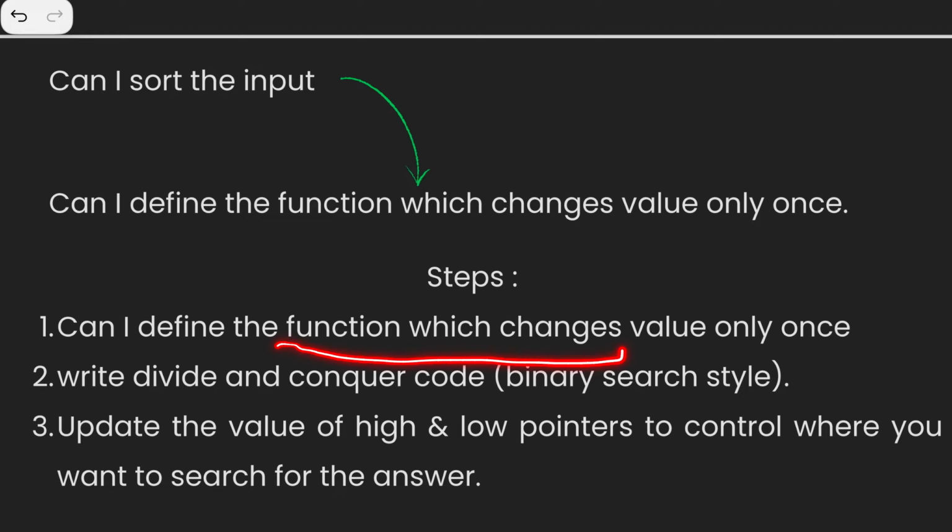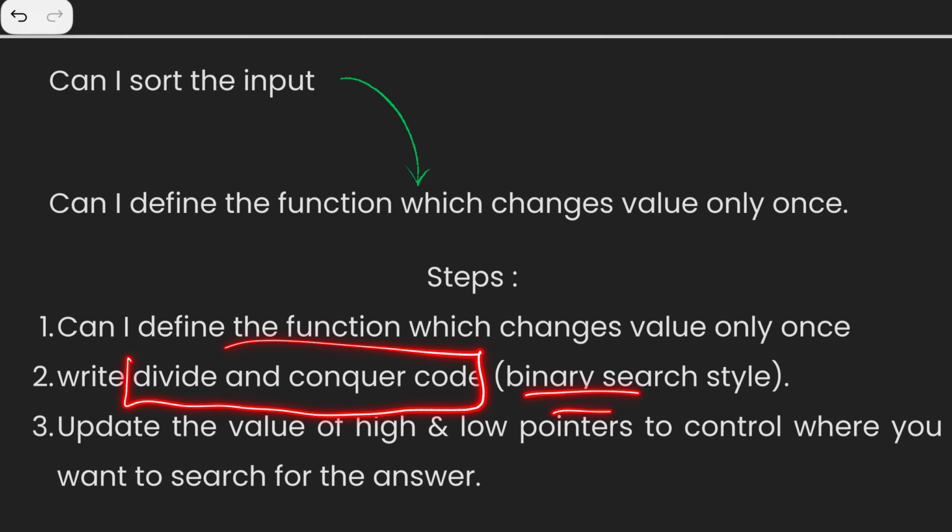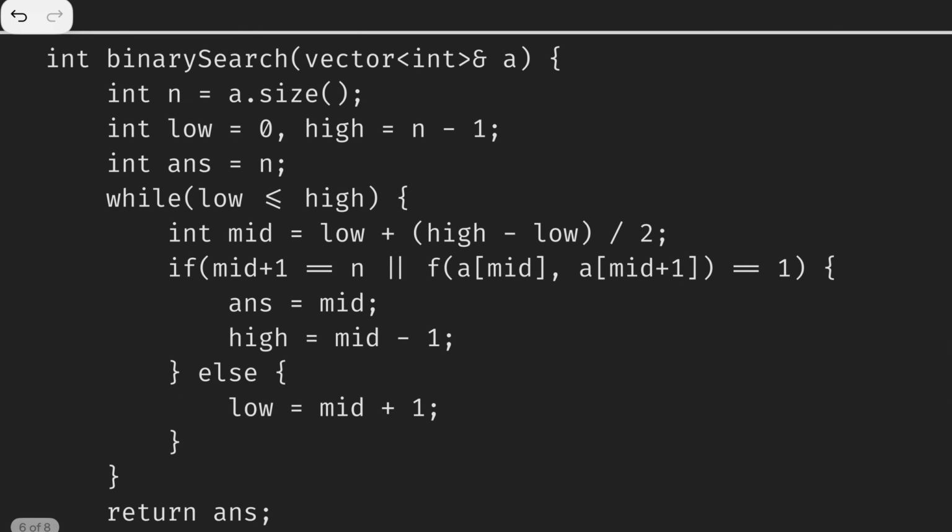So these are the steps we have already seen. Can I define the function f of x which changes value only once? That's the first question that we are going to ask. Then we are going to write divide and conquer code in binary search style. We will use high and low pointers to track our search space. So let's write the code. See, this is exactly binary search code.